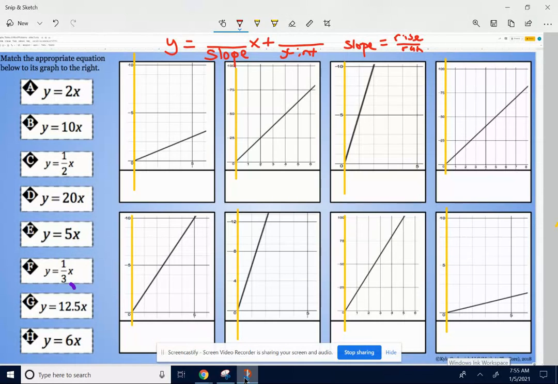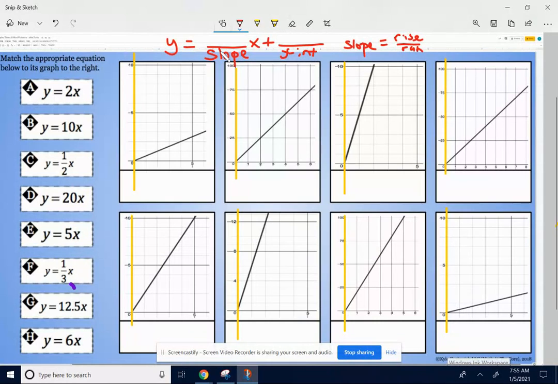The equation of a line always looks like this: y equals slope x plus the y-intercept. The y-intercept is where your line crosses the y-axis, and I made the y-axis on every problem yellow. So the y-intercept, the number at the end, is where that black line crosses the y-axis.